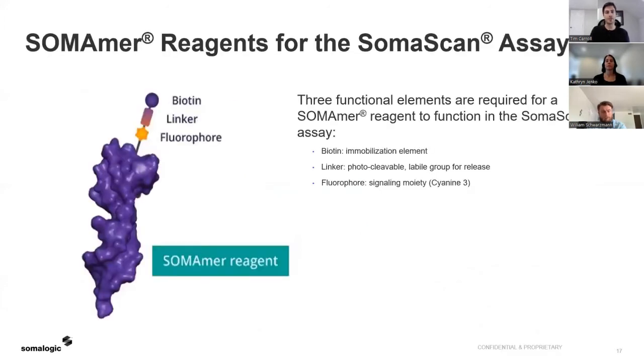Here we have a close-up look of an example SOMA reagent shown here in purple. To perform our assay, our SOMA reagents are bound to streptavidin beads via biotin, a photocleavable linker, and a fluorophore.